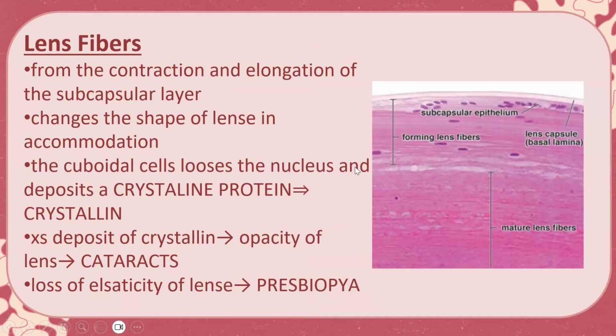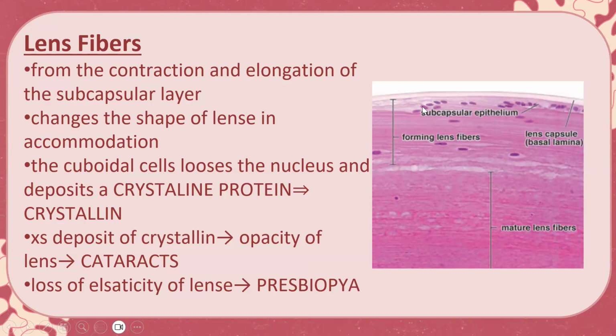So again, this is the capsule, then the subcapsular epithelium, and then we have the lens fibers. The lens fibers, interestingly, are an elongation of the cells of the subcapsular epithelium. We said the subcapsular epithelium is made of cuboidal cells that are mitotically active, and they produce lots of collagen and nutrients that we need for the lens. These cells extend down as the lens fibers.